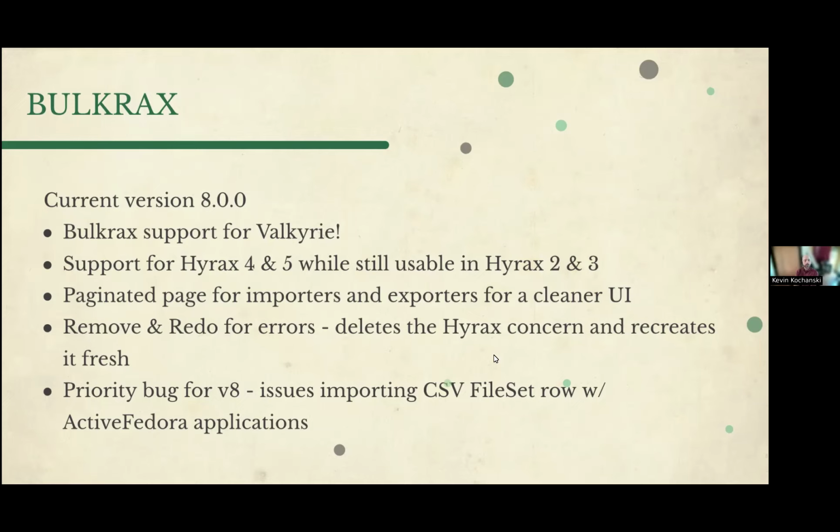Some things that were added recently, I think in the last version: paginated pages for importers and exporters have a cleaner UI so that you can keep track of what you're doing a little bit better. There's a remove and redo process for errors now that deletes the Hyrax concern and recreates it fresh, which is a little more efficient. There is a bug in the 8 release that I know our team is working on and should have a fix for soon. But that creates issues when importing CSV file set rows with active Fedora applications.